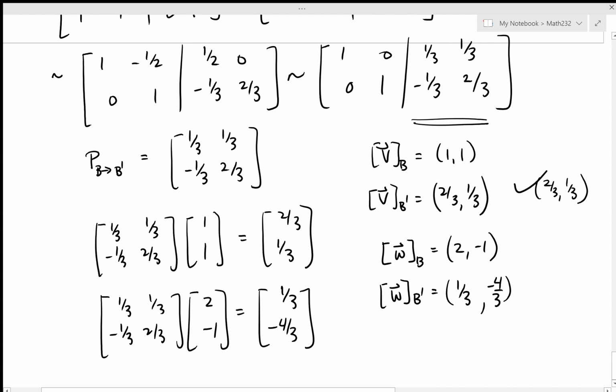So that is how you take a vector that's referenced either to the standard basis or to any other basis, and you transform it into being represented, transition it to be represented with respect to a new basis. That is the point of this lecture, that you can do that, and this is how you do it.